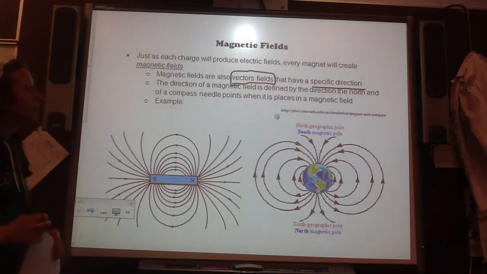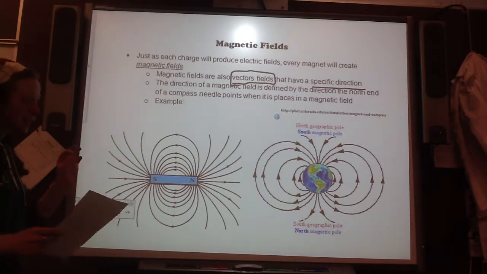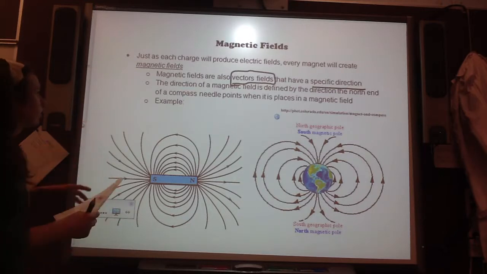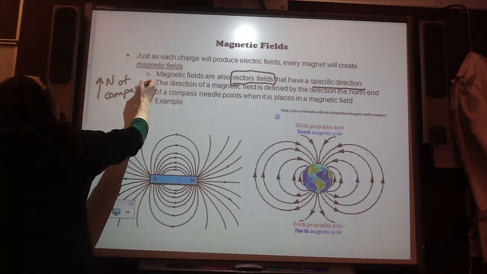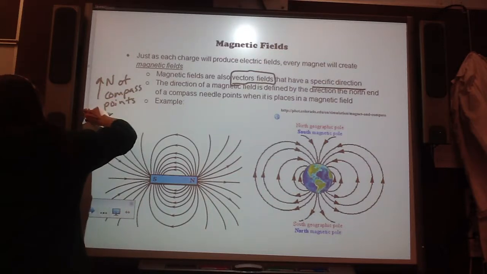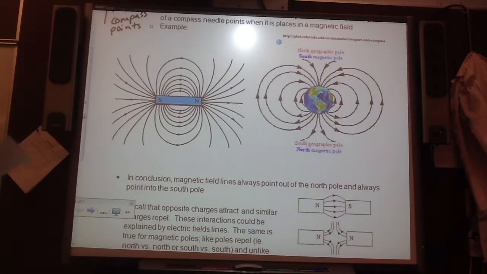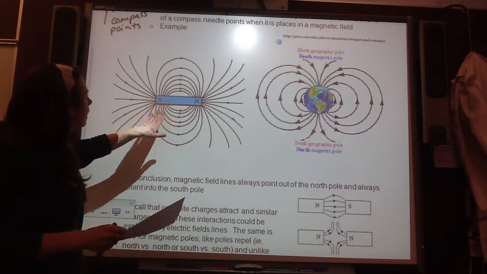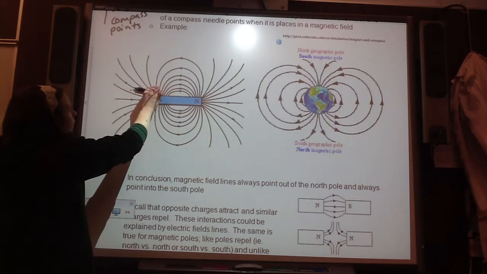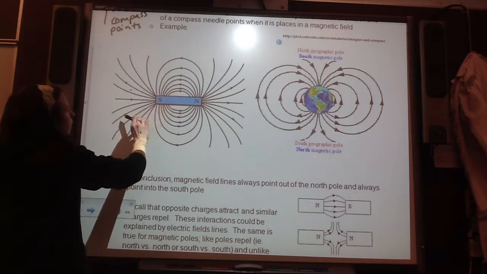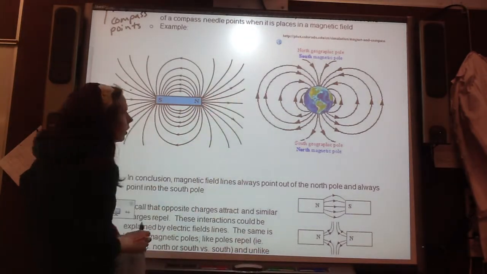The direction of the magnetic field is defined by the direction the north end of a compass needle points when it is placed inside that magnetic field. So wherever north of the compass points. Okay, so say if we're looking at a bar magnet here, if a compass was placed here, it would be pointing north. So that's why we have our arrow going this way. If it's placed here, it'd point this way because it'd be pointing towards the north. Here it's pointing towards the north.